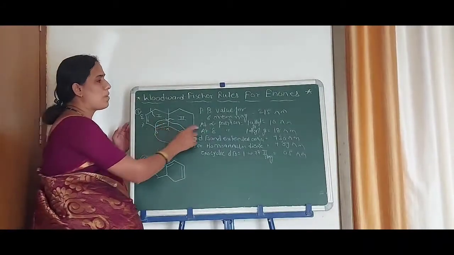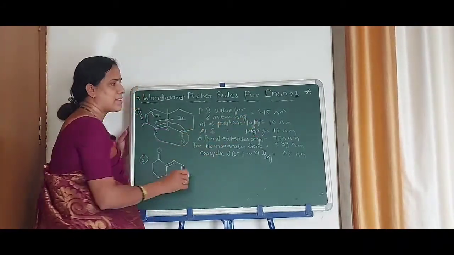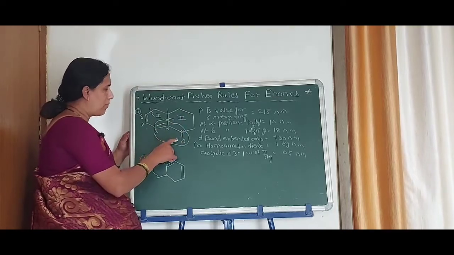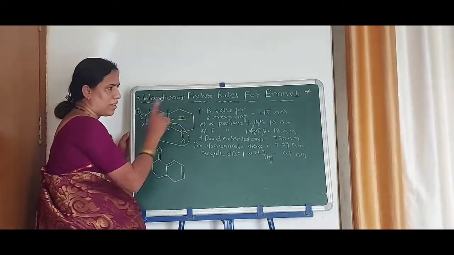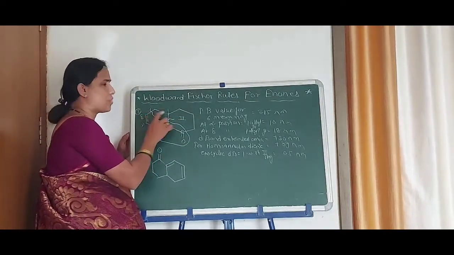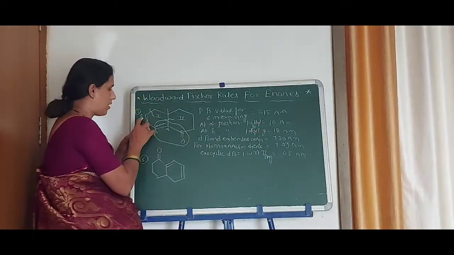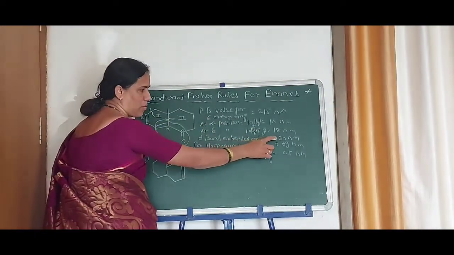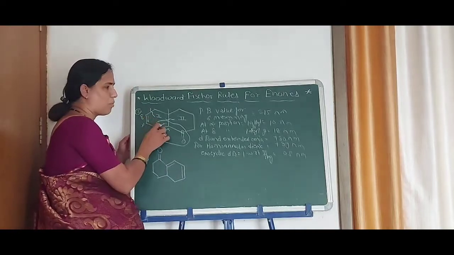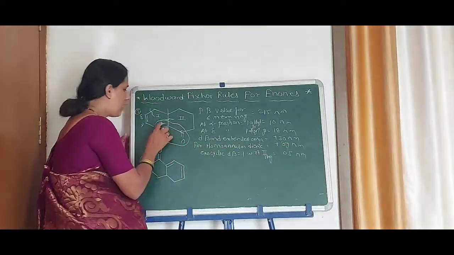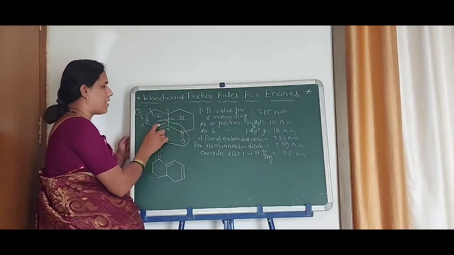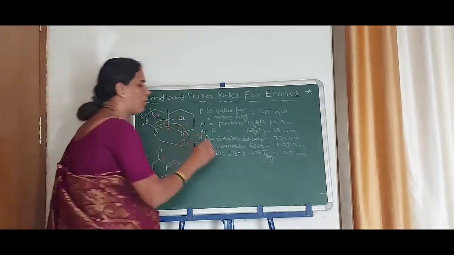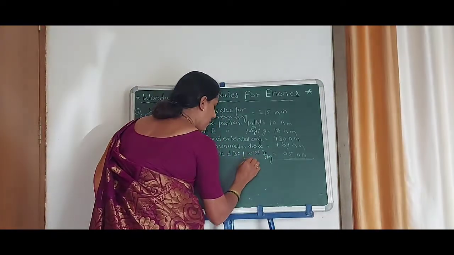First is for 6-membered ring, we can write here as 215. For alpha position, 1 alkyl, add 10. For delta position, you have to add 18. For extended conjugation, you have to add here 30. For homoannular, you have to add 39. And with respect to second ring, 1 exocyclic double bond. Now we can take the total.